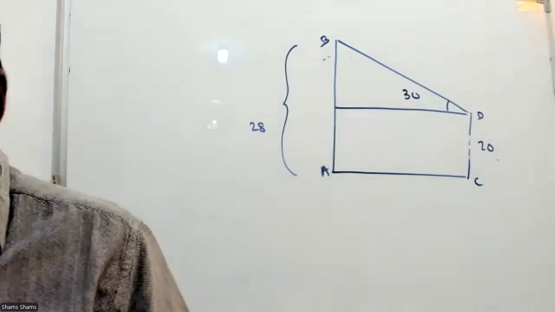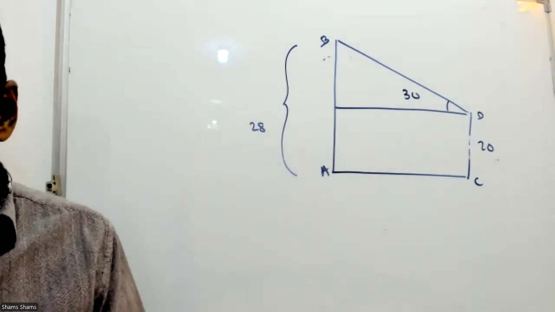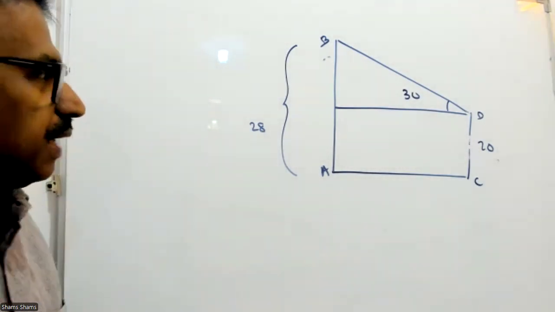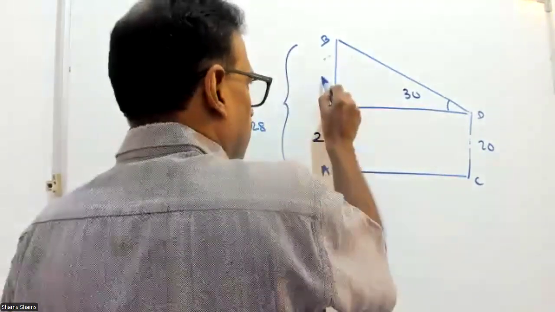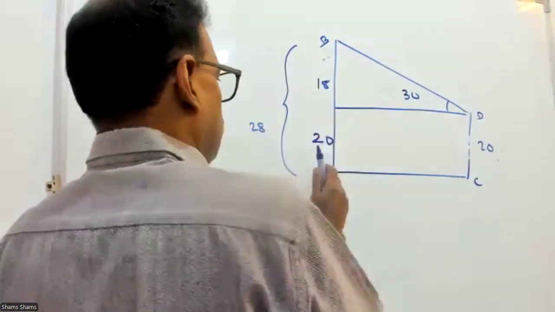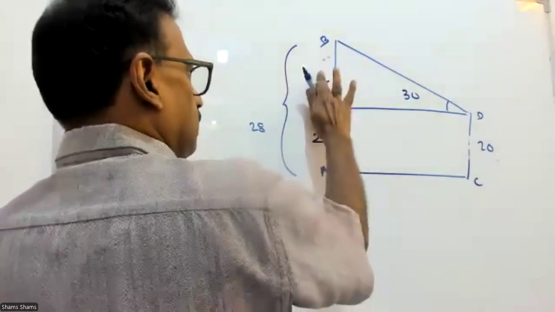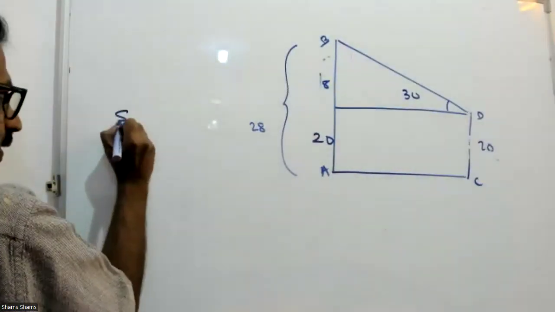Okay, so the length of the wire is how much? Length of the wire is this one here. This is 20, this is 28, so the difference is 8. So, sine 30.